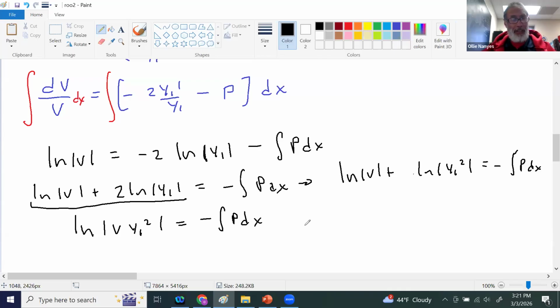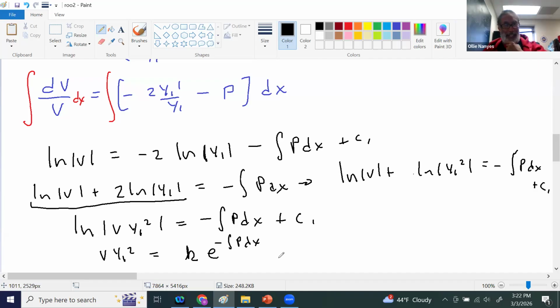So actually, when we did this integral here, implicit in this there was a plus c. When you did this integral, there was implicitly a plus c here. So I should have tacked that on here. Let's call that C1 just for grins. Now, if you take e of both sides, we have v y1 squared is equal to e to the c1, that becomes k.